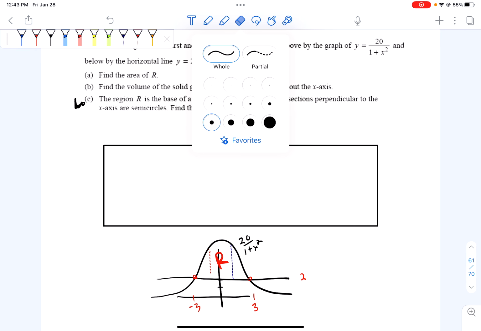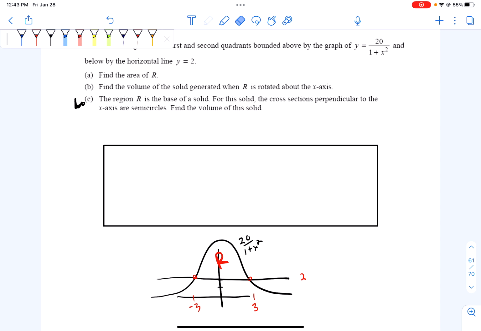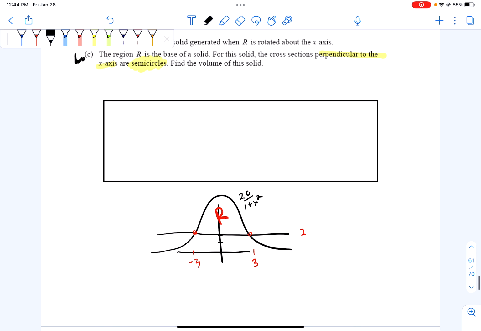And why do I have so many extra things in my picture? What it wants us to do on part C is the region R is the base of the solid. For this solid, the cross sections are going to be perpendicular to x, and it wants us to make semicircles. Okay, so that means my area formula that I'm going to use is the area of a semicircle. Well, the area of a circle is pi r squared. A semicircle is half of that, so 1/2 pi r squared.